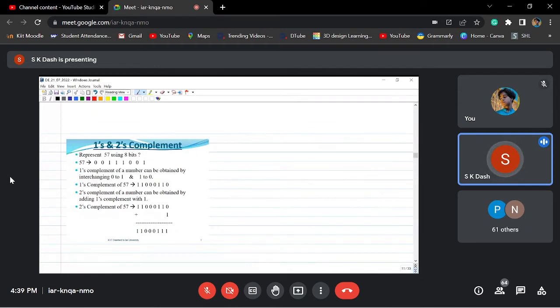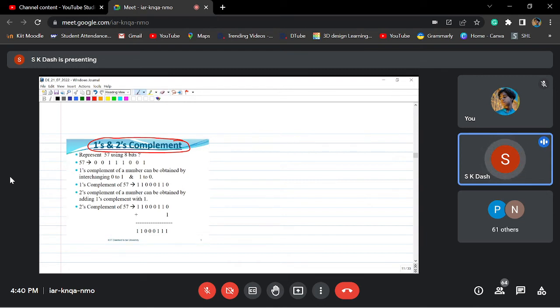Next we need to understand how to represent the signed numbers, that means how to represent positive numbers and negative numbers. To understand that, first of all we need to understand what is 1's complement and what is 2's complement. Once we understand this, then we'll be able to understand how to represent a positive number and a negative number.